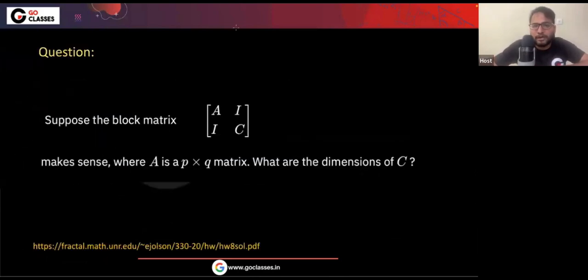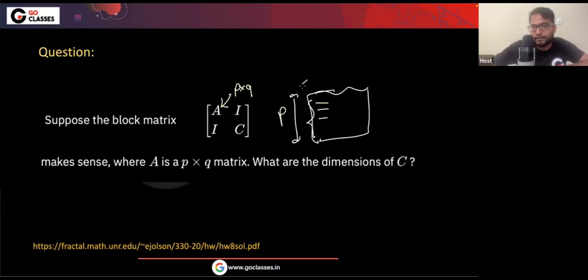Before I start, let's just solve this question. Can you solve this question? Suppose there is a block matrix, where A is P cross Q. What is the dimension of C? If A is P cross Q, there are P rows and Q columns. This is P, this is Q.